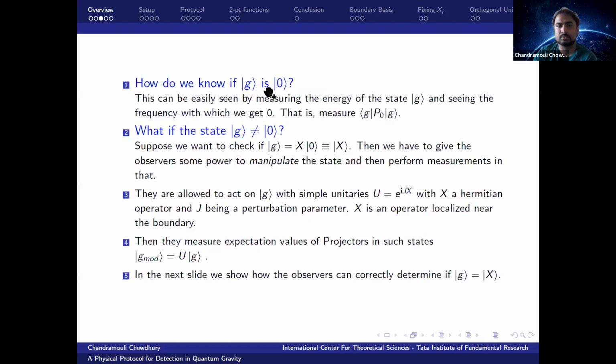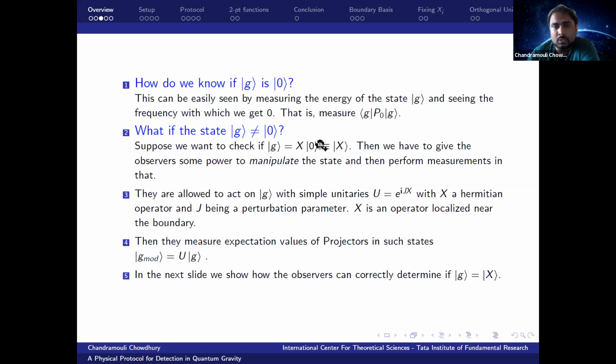So how do we know if the state is a vacuum state? This can easily be done by measuring the energy of the state G and seeing the frequency with which you get 0. Let's say you perform 1,000 measurements, and out of that 999 times you get 0, then it's almost certain that G is the vacuum state. Of course, the vacuum state might be a very trivial example. You could have more complicated states, and the next simplest state you can think of is some typical excitation about the vacuum state. So let's say you wanted to check if G was equal to some excitation on top of the vacuum state.